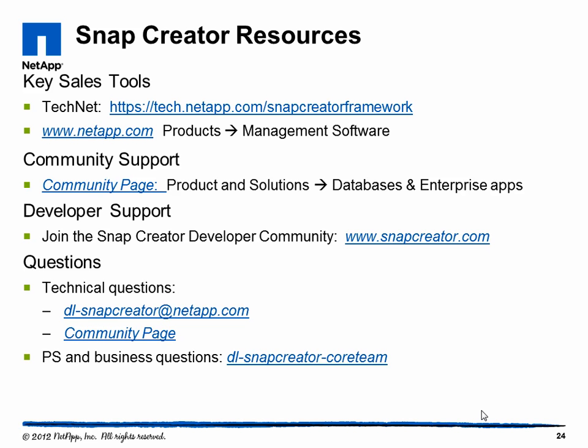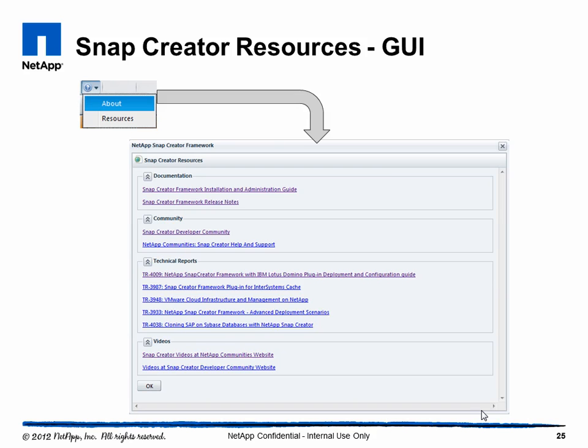Here's a basic list of where you can go to get more information about Snap Creator. Additionally, as of Snap Creator 3.6, there is a new resources section in the Snap Creator GUI. Simply click the Help button and then click Resources to get a window that lists the resources for Snap Creator that are available. Links open in a new browser window.